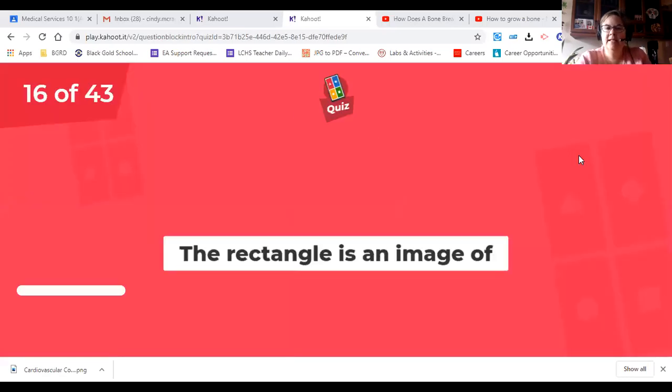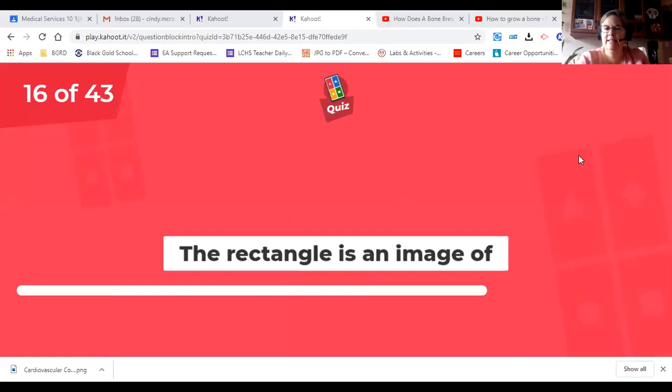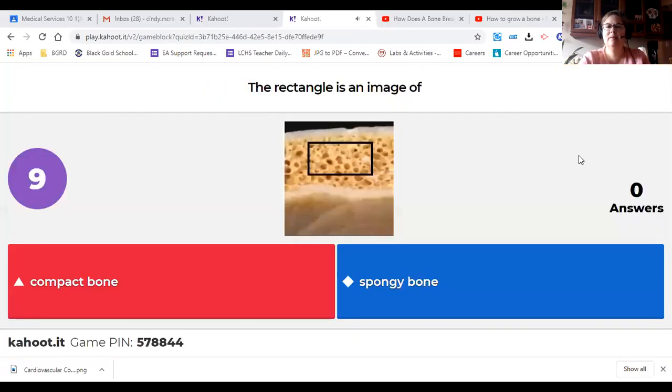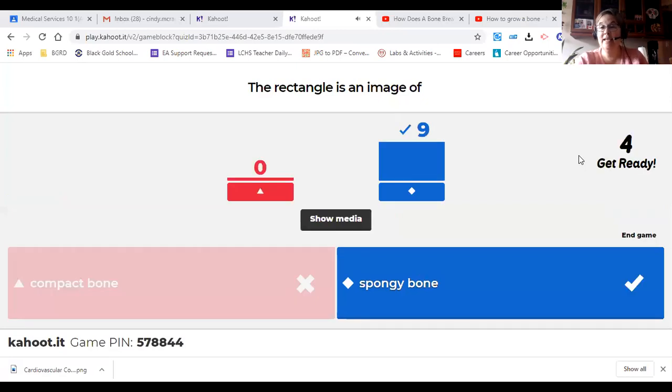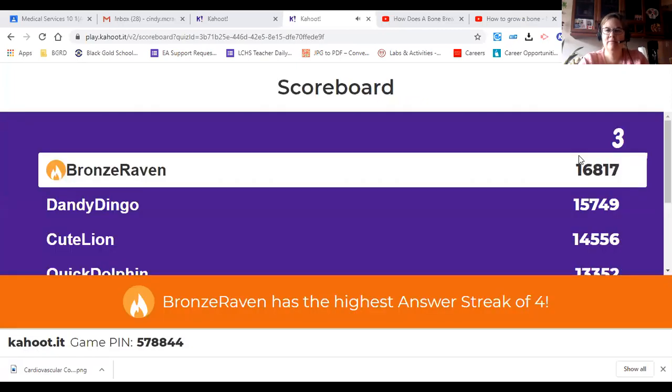Okay, I highlighted something with a rectangle. I'm expecting a 9 out of 9 on this. Are we looking at compact bone or spongy bone? Yes, it looks like a sponge, so we should all be able to identify a spongy bone. Okay, top 4 positions haven't changed.